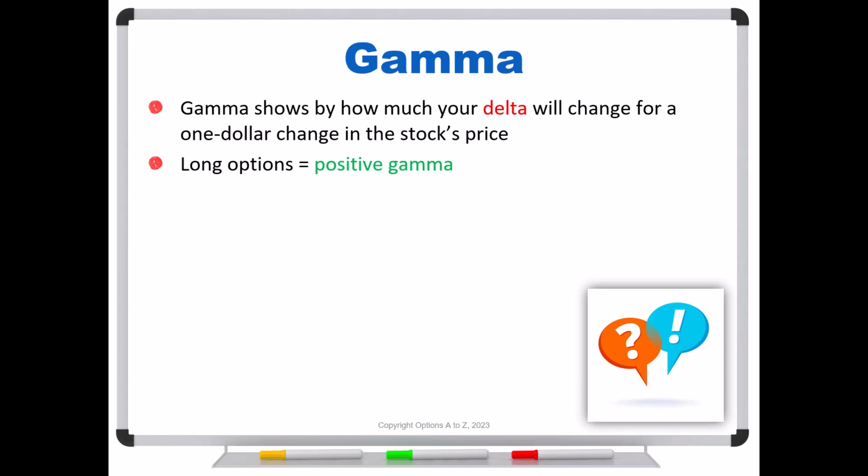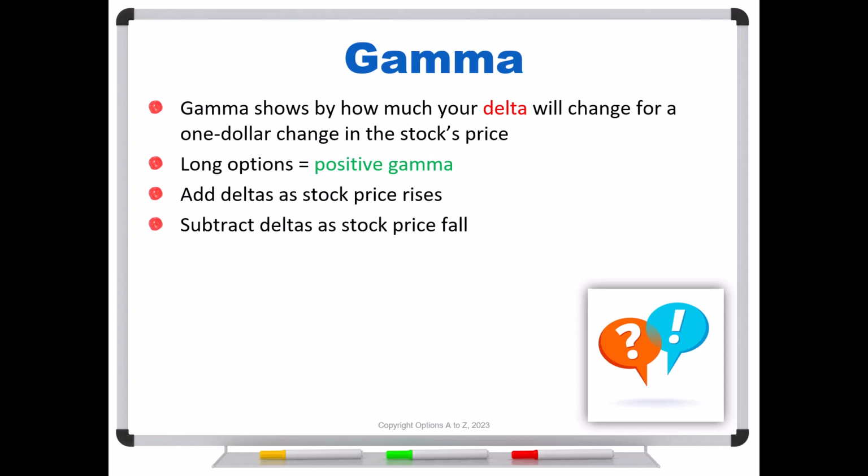So what does positive gamma mean? What it means is that you are going to add deltas as the stock price rises, and you will subtract deltas as the stock price falls. So the easy way to think about it is stock up, delta up, and stock down, delta down. You see how it's moving in the same direction as the stock. And that's another way to understand what positive gamma means. It's mirroring the movement of the stock.